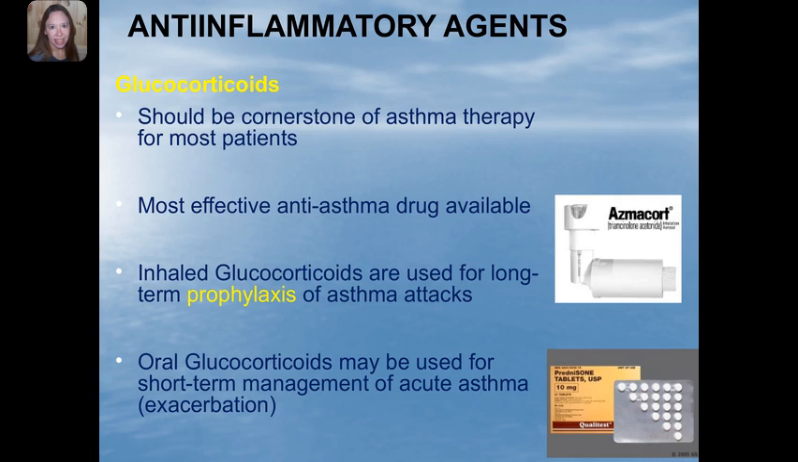When it comes to glucocorticoids for asthma, it's going to be given via inhalation to prevent our asthma attacks. So long-term prophylaxis using those inhaled glucocorticoids. We can also see oral or PO glucocorticoids being used for asthma, more so for our asthma exacerbation. So short-term management for the acute asthma exacerbation. Long-term use, it's going to be our inhaled. Short-term for exacerbation is going to be the oral.